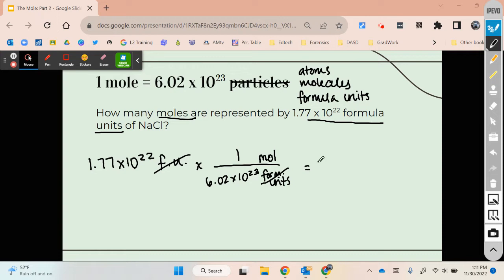This then gives us a value of 0.0294 moles of NaCl. Okay? And again, I want to keep in mind sig figs. This has 1, 2, 3 significant figures, and my answer here has 1, 2, 3 significant figures.